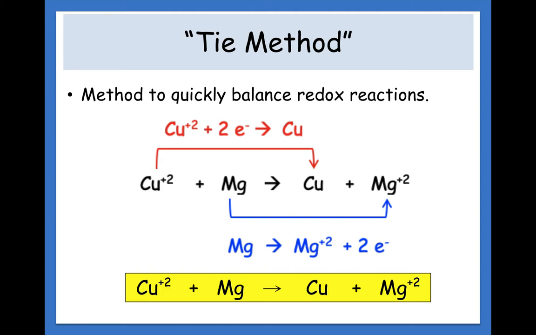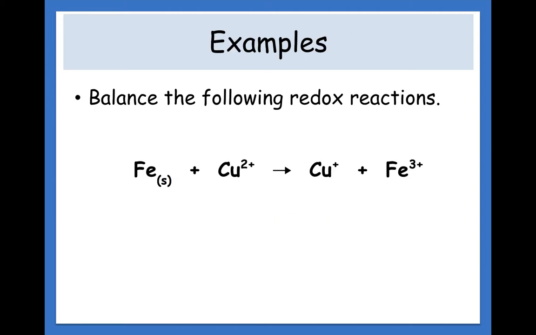Okay, so this is where we're going to get to. So let's try an example here. You have iron as a solid, and this is copper 2 plus, so this would be aqueous copper because it has an ion. And this would be aqueous copper again, and this would be aqueous iron. So we left off state symbols here, but these would all be aqueous since they're ions. Anyways, enough of the distraction.